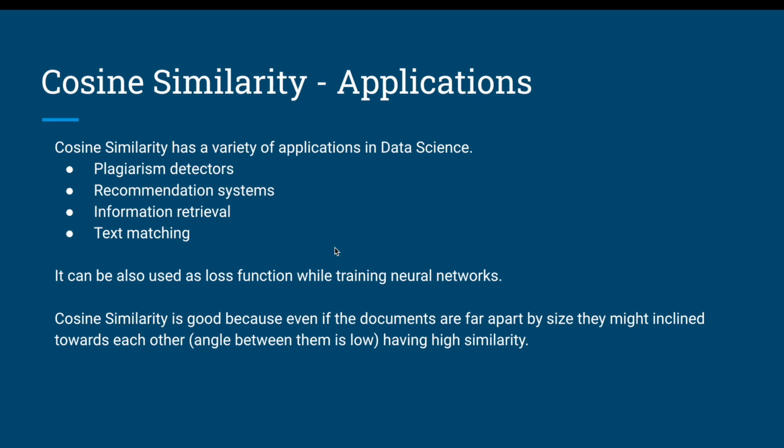Cosine similarity is inherently good because even if the documents vary by size, even if they're far apart by size, they might be inclined towards each other, having a high similarity. Cosine similarity gives the similarity accurately regardless of their sizes.